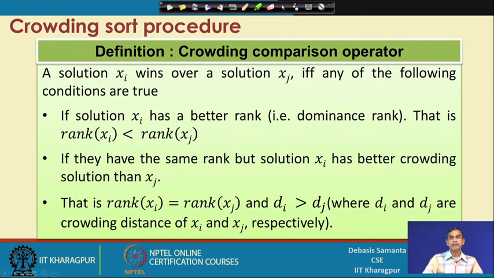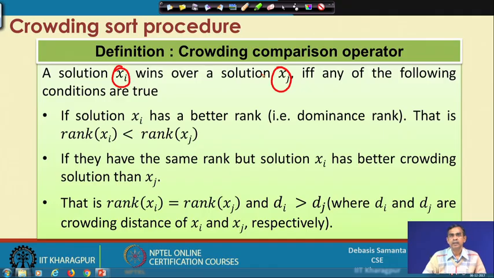Now let us first define the crowding comparison operator that we just discussed, by which two solutions can be compared, and based on this comparison we can select the best solution. Let us consider xi and xj as two solutions, and their crowding distances are also known to us.